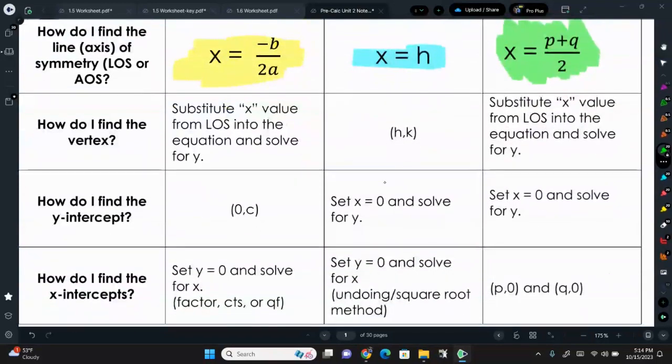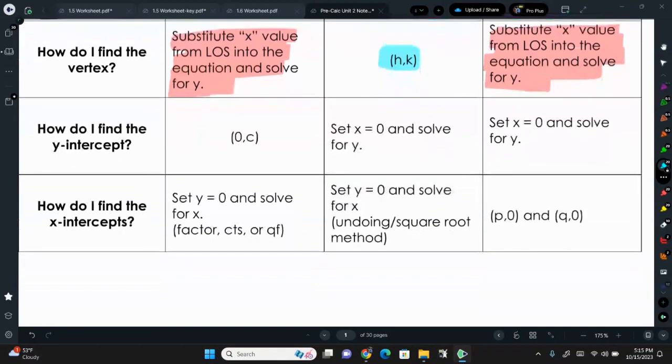For finding the y-coordinate of the vertex, we substitute the x value into the function when we have intercept form and when we have the general form. And lucky for us, if it's the standard form, it's just the k value in our function. For the y-intercept, the general form is nice because that c value, the number with no x to it, is our y-intercept. And then for standard form and intercept form, we have to plug in 0 for x and then solve for y. That will get us our y-intercept.